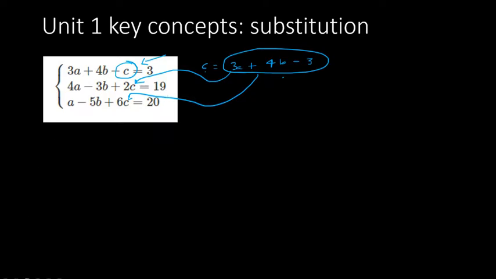Now another option I could have done, you can see that a down here is by itself. I could have taken this and solved for a and done substitution with a. That would have been fine too. But again, look for opportunities where it's going to be easy to isolate a particular variable.